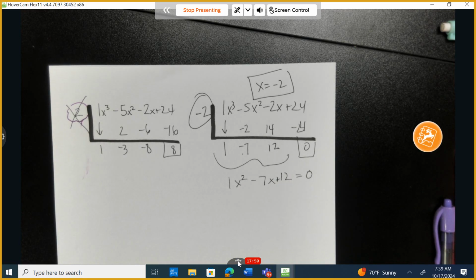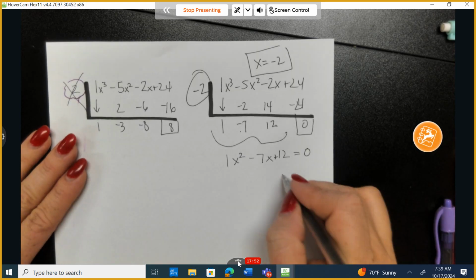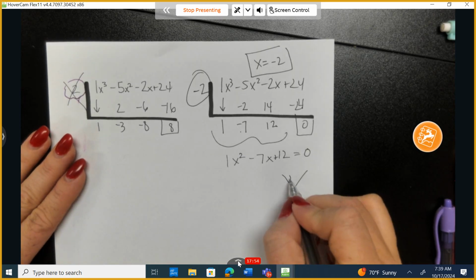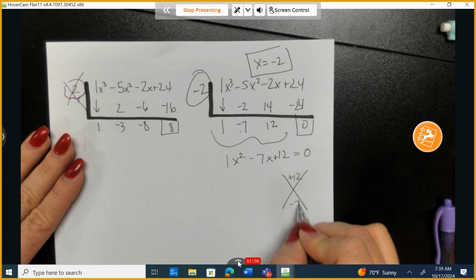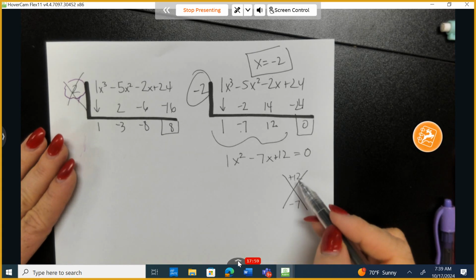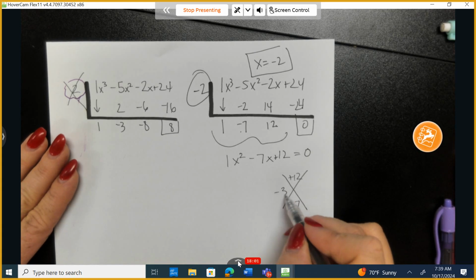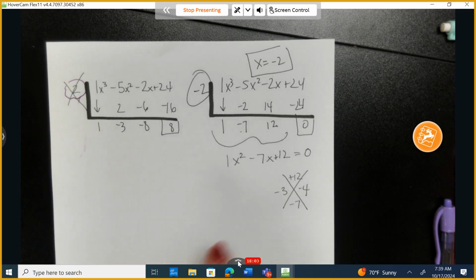And now let's see, can I go ahead and factor this? I don't know. If not, I'll use the quadratic formula. What multiplies to equal +12 and combines to equal -7? All right, let's check. I'm going to say -3 and -4. Let's make sure that works. They multiply to give us +12, and they combine to give us a -7. That does work. Okay, great.